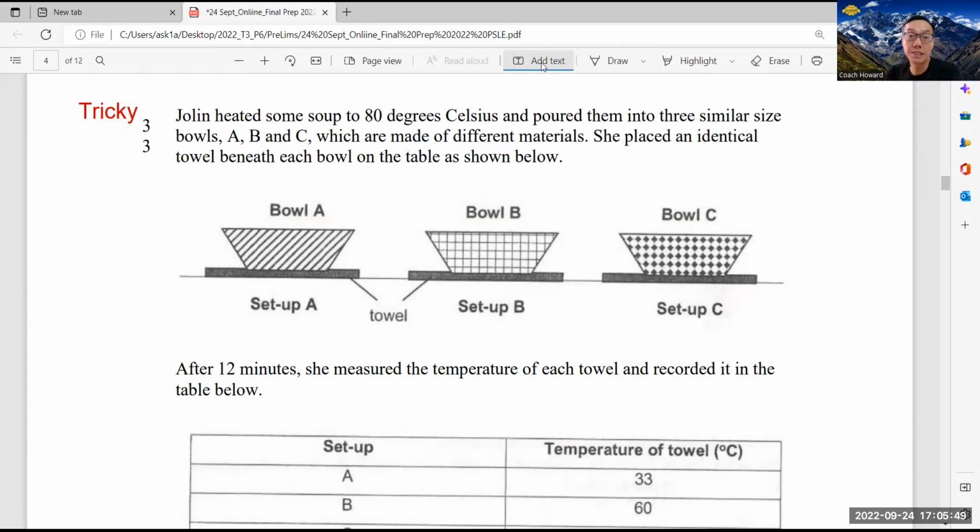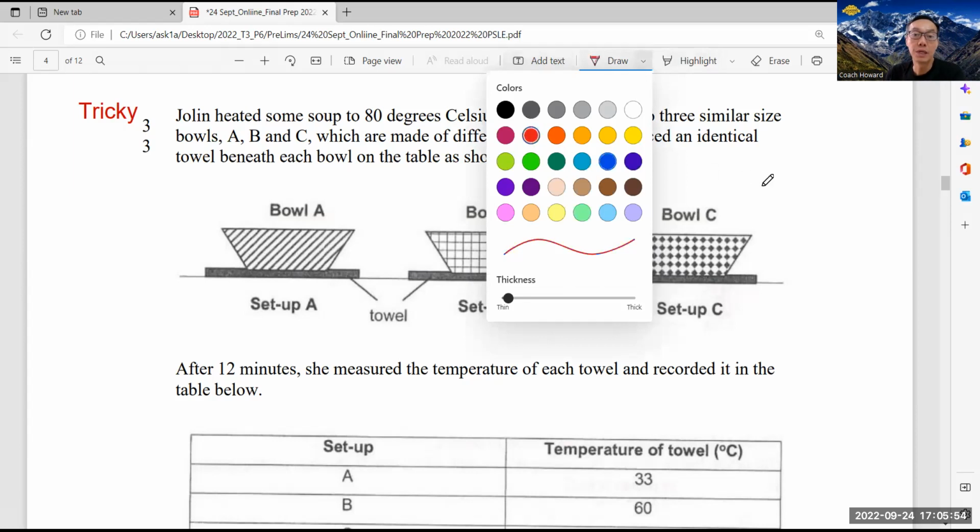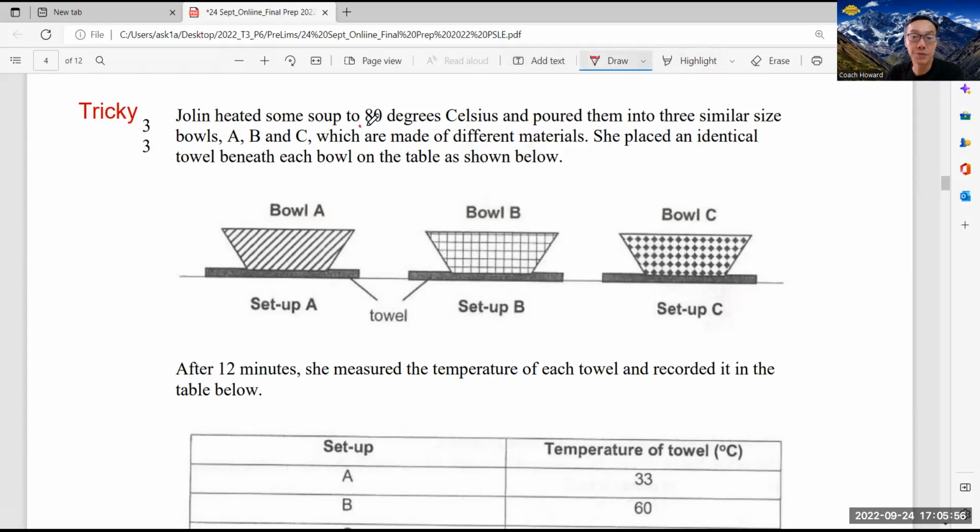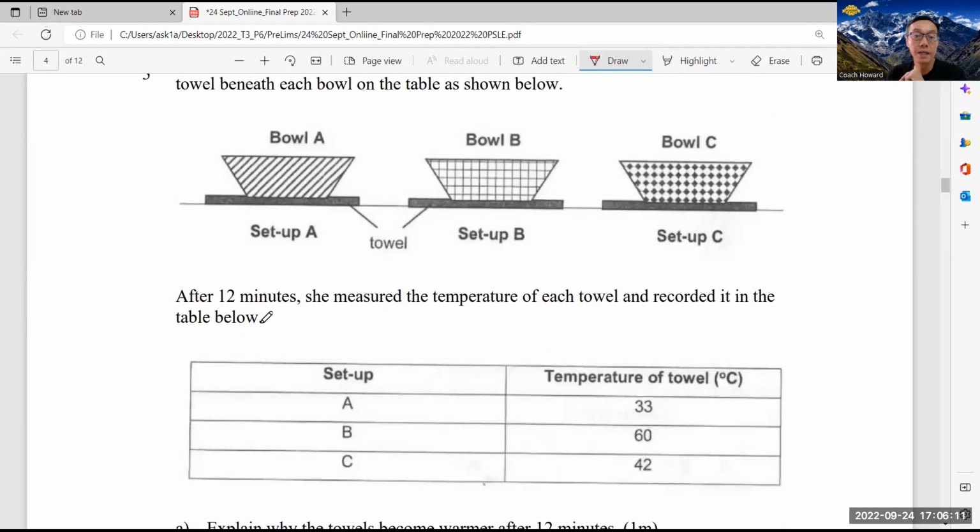Okay, the question says, Jolene heated some soup to a temperature of 80 degrees Celsius. So I want to underline this one. And poured into 3 similar size bowls A, B, C made of different materials. So you've got to understand these 3 bowls are made of different materials. After 12 minutes, she measured the temperature of each towel. So she measured this towel here, not the bowl.